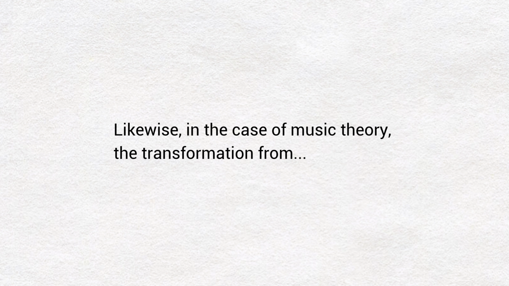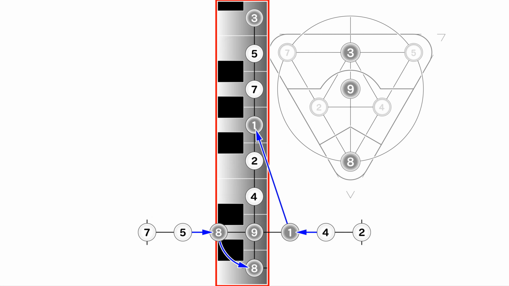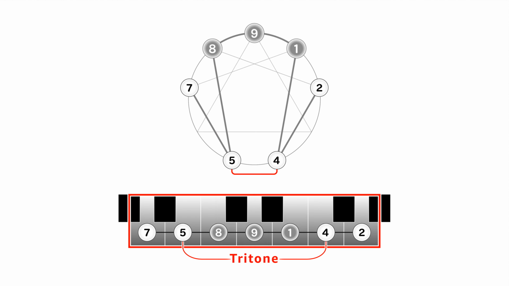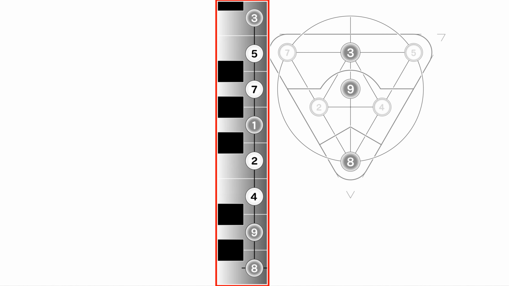Likewise, in the case of music theory, the transformation from the minor scale to the major scale, which represents CP violation, is the transformation from yin to yang, as already discussed. The minor scale represents yin, and the major scale represents yang.